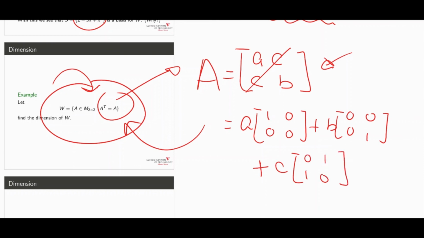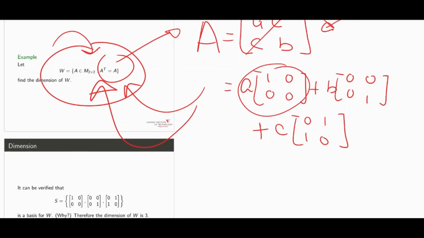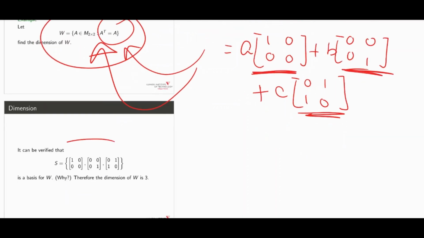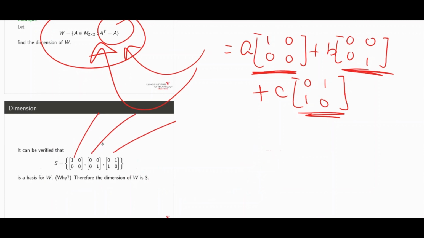All right, so what do we have right now? Basically, everything in this vector space, which means every matrix that is symmetric, must be written as a linear combination of these matrices. So every symmetric matrix must be spanned by this vector, this vector, and this vector. Once you have the span, it's very easy to verify that these three vectors are linearly independent. So these form a basis.